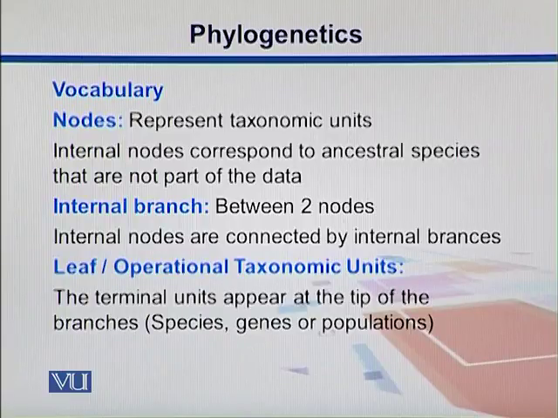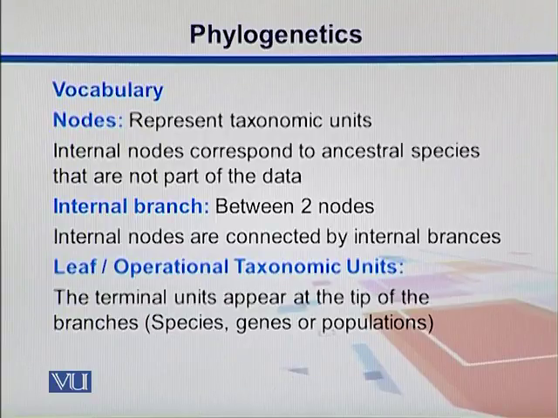Let's introduce some vocabulary before we move into this topic in detail. Nodes represent taxonomic units. We have internal nodes that correspond to ancestral species, which are actually not part of the data. Between two nodes, the internal nodes are connected by internal branches. The most important unit, or the operational taxonomic unit, in those trees is the leaves, or the terminal units, what we see at the end of the trees.